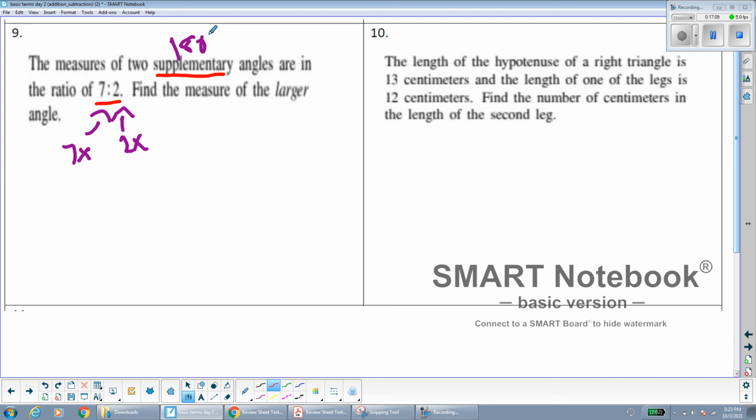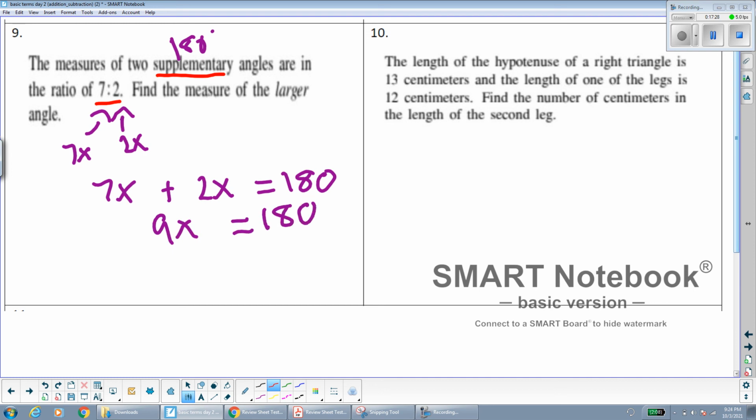So let me set up my equation that says exactly that. If I take both of the angles and add them together, their sum should be 180 degrees. Now let's combine like terms and solve for x. 7x plus 2x is 9x. That's equal to 180 degrees. Now we're going to divide by 9 on both sides, and we get that x is equal to 20.